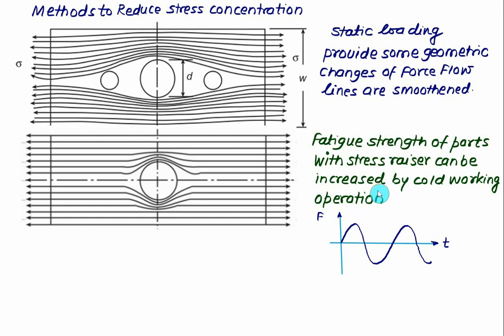Cold working you can perform by using shot peening or pressing by balls, which creates a nature of stress in thin layers of the part just opposite to the one induced in it. That is what is called cold working. So you can improve the fatigue strength by using cold working.